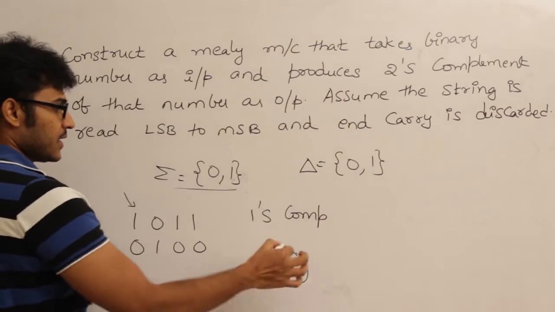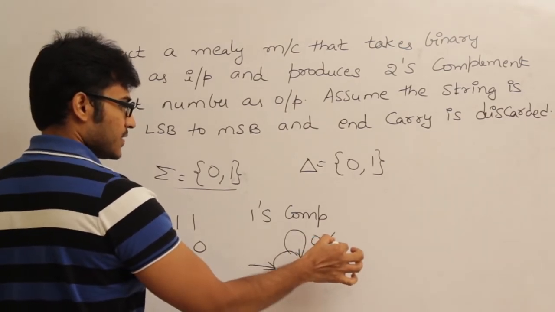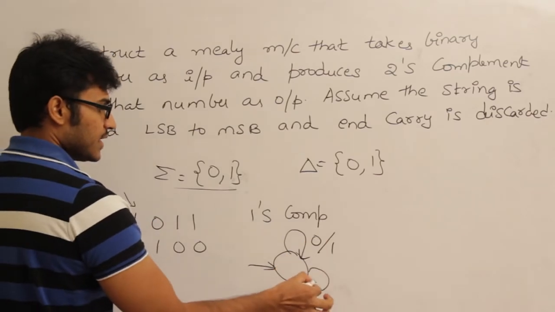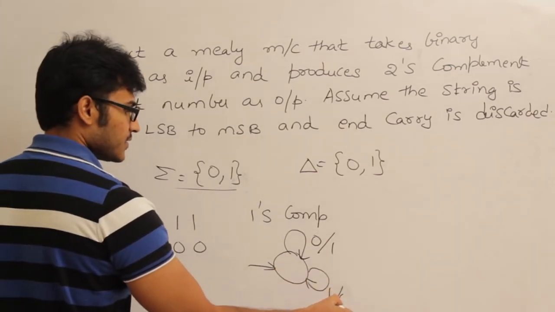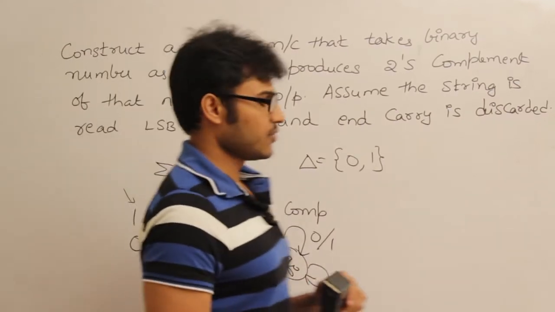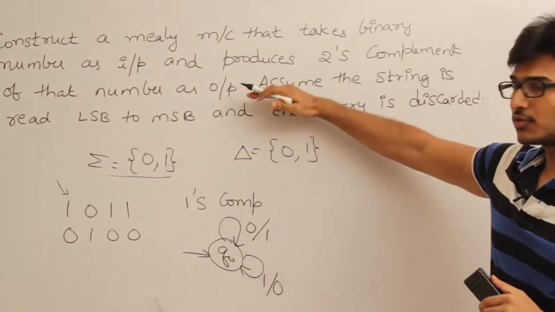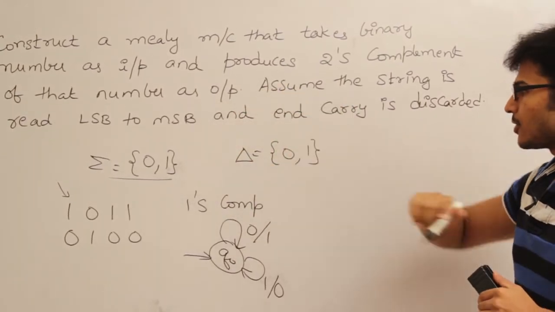I'll be in the initial state. If I see a 0, I am going to convert it to 1. If I see a 1, I am going to convert it to 0, and just one state is required, nothing else. So if you have to trace out and see how this is working, I am talking about 1's complement, not 2's complement. I haven't reached that problem yet.